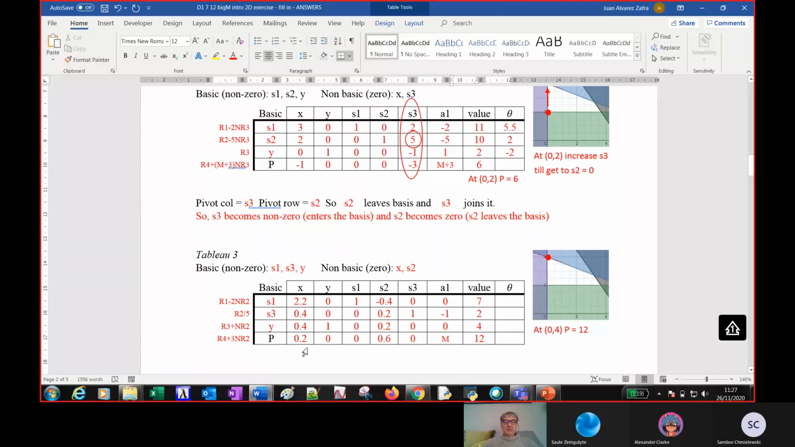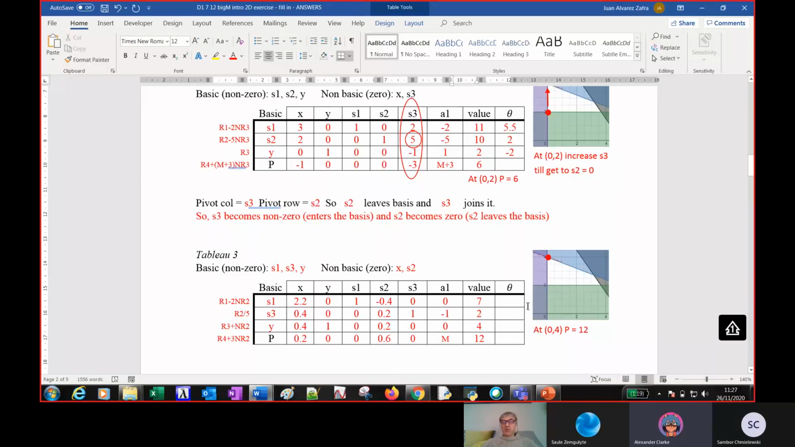For row P, we can see that we have a minus 3, so we're going to have to add 3 times new row 2. And if you do that, you get these values here. And what you notice, I hope, is that the values here are all positive. So we have 0.2 under X, 0.6 under S2. We have a large positive number under A1, and so we can't increase P because there's no negative values here that we can proceed from.